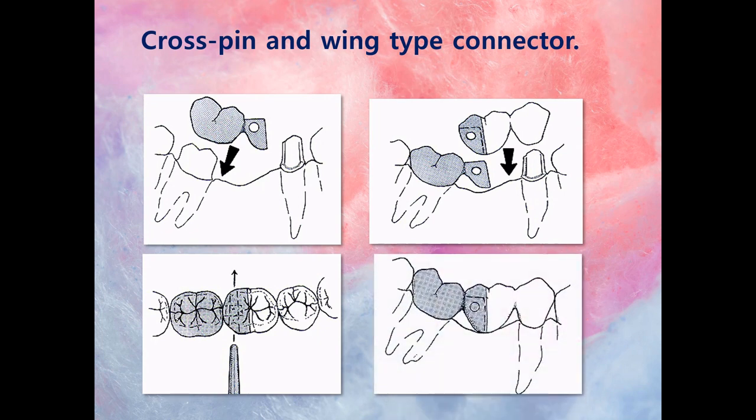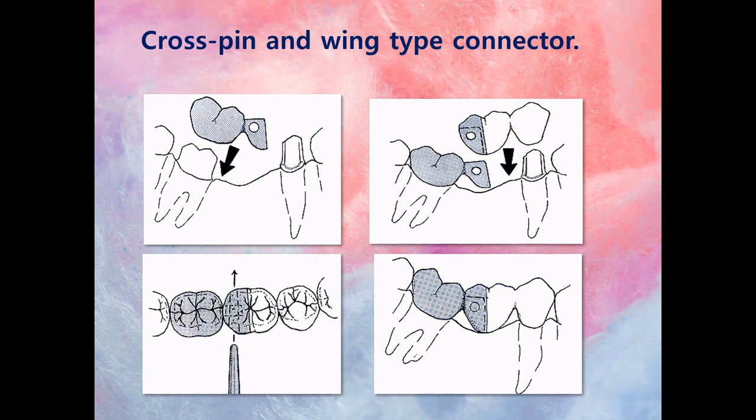So during cementation, first you have to cement the retainer with the wing, that is the retainer wing component, followed by the retainer pontic segment, and then seat the pin in the hole with a punch and mallet and remove excess length from the pin both facially and lingually. So this is all about the cross pin and wing type connector.